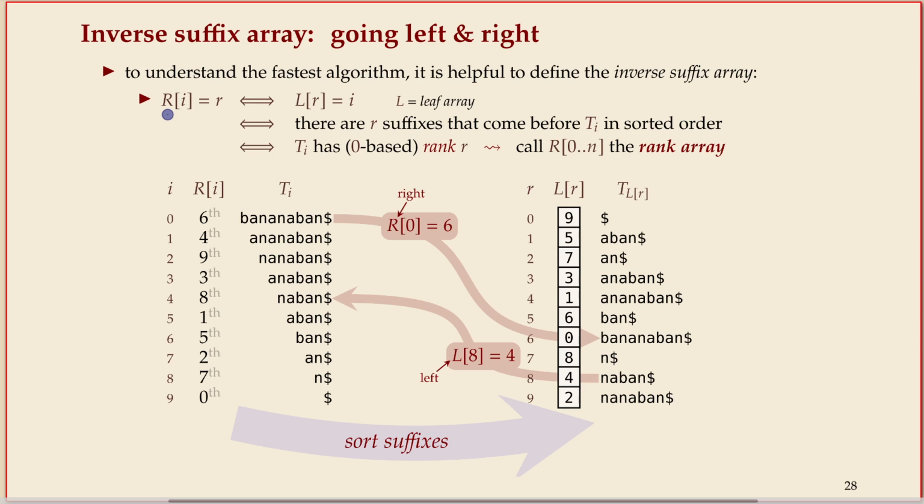So here you give me the rank. In the leaf array, you tell me the index is the rank, the how manyth in sorted order do you want, and I'll tell you where it starts. For the R array, you tell me where the suffix starts, and I'll tell you its rank. Okay, it's the inverse of the two things.